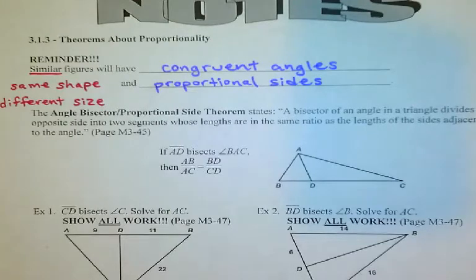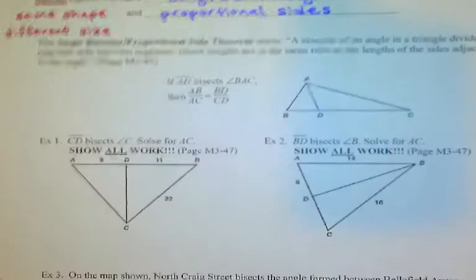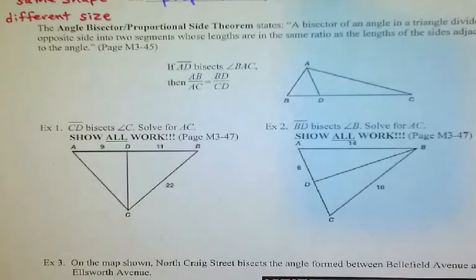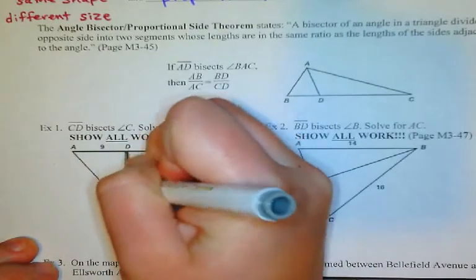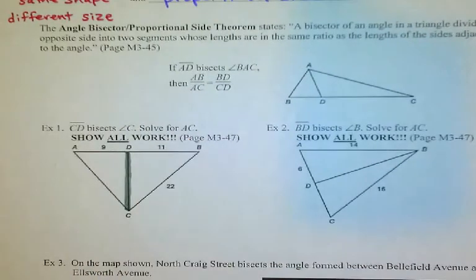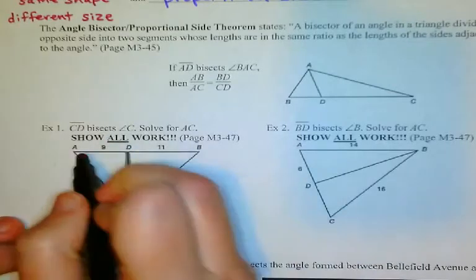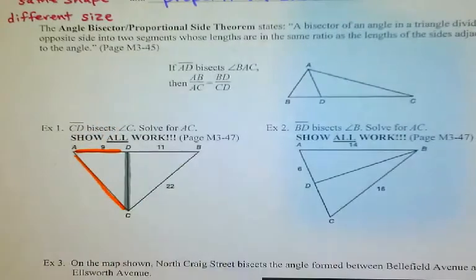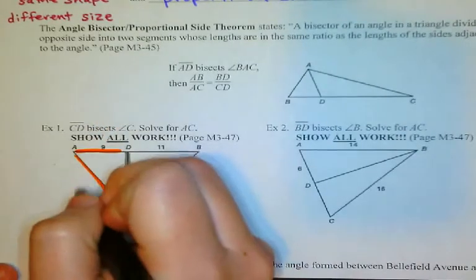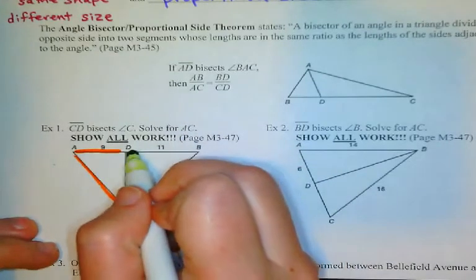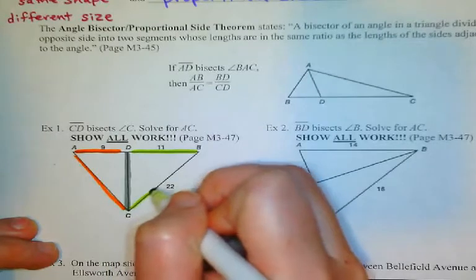Alright, so in example 1 and 2, it says that CD is bisecting angle C. So what I'm going to do is, here's CD, that's the bisector. And we want to solve for AC. So we're given 9, and then here's AC. There's one triangle. This is our AC. I'm not going to put anything there right now. And then on the other side of this angle bisector, we have an 11 and then a 22.